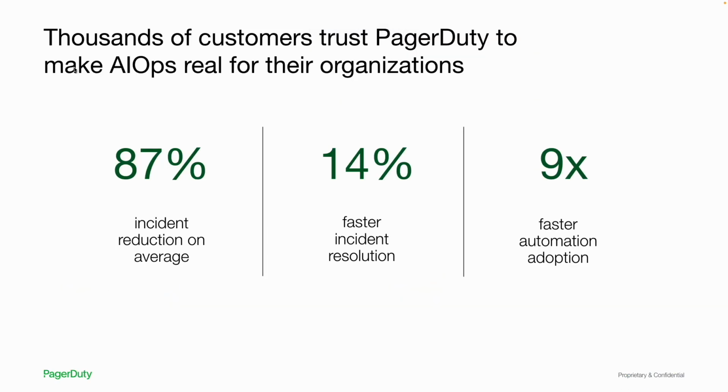With PagerDuty AIOps, NOCs like the one we just looked at today can see 87% fewer incidents, 14% faster MTTR, and 9 times faster automation adoption. They transform from a costly team to operate to a value-add team that handles incidents proactively for improved customer experience. This saves organizations time and money and improves morale within NOC teams.